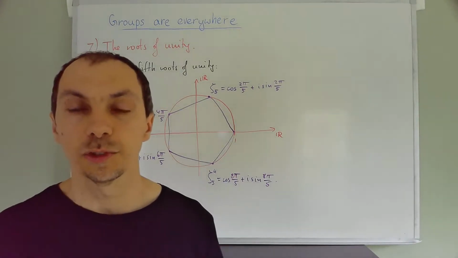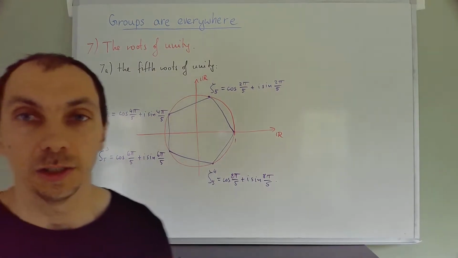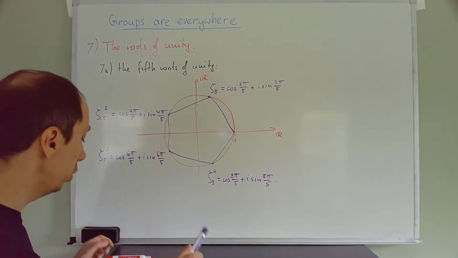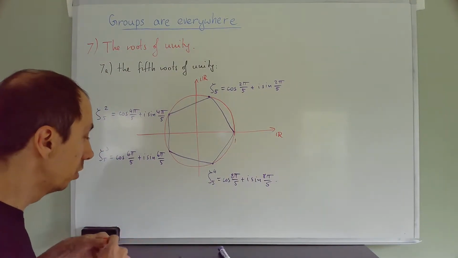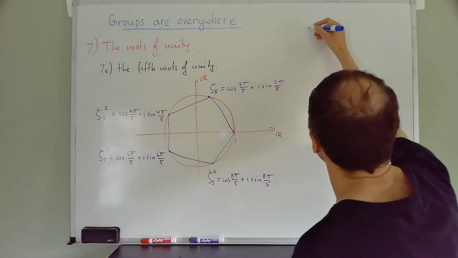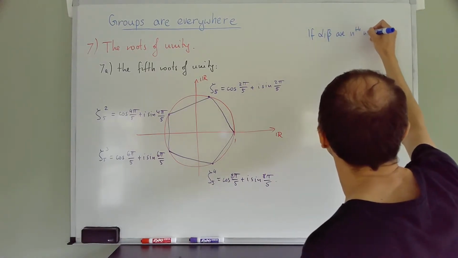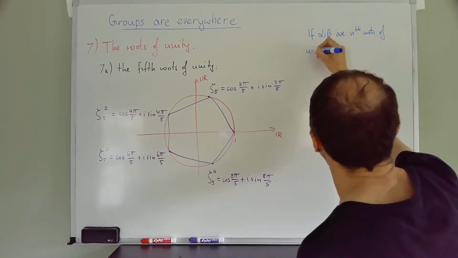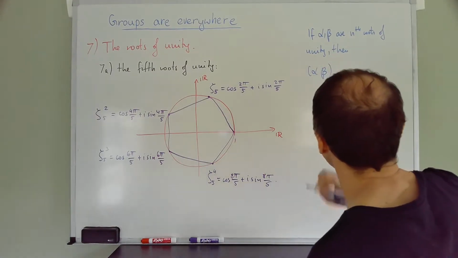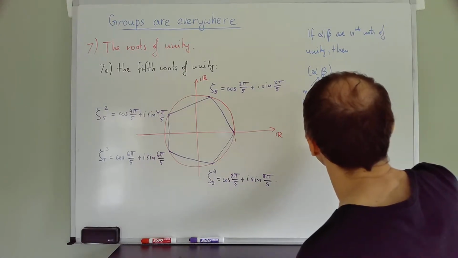And I claim that these fifth roots of unity form a group under multiplication. So first of all, I need to know that when I multiply two fifth roots of unity, I get a fifth root of unity. But you already know that, right? This is nothing new for you. And in fact, let's just make a general statement here. So if alpha and beta are nth roots of unity, then let's see what happens if I multiply them as complex numbers, right? This is multiplication as complex numbers.